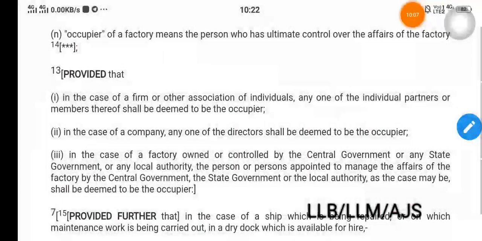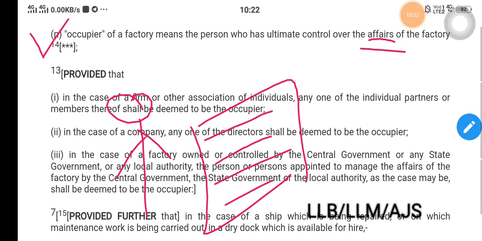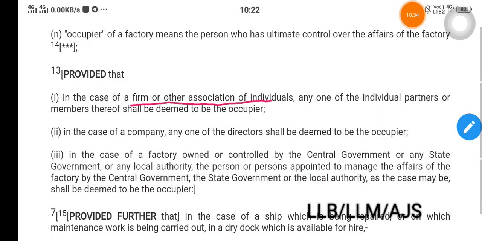Then comes the definition of occupier. Occupier of a factory means the person who has ultimate control over the affairs of the factory. Now, occupier means a person, first thing, who has the ultimate control, means the full control over the affairs of the factory, means management of the factory. This is the person, the occupier, provided that, 1. In the case of a firm or other association of individuals, any one of the individual partners or members thereof shall be deemed to be the occupier.